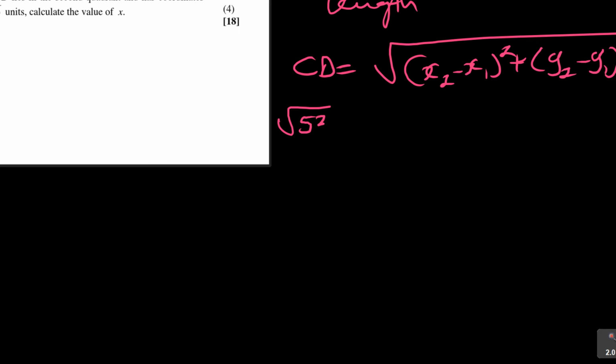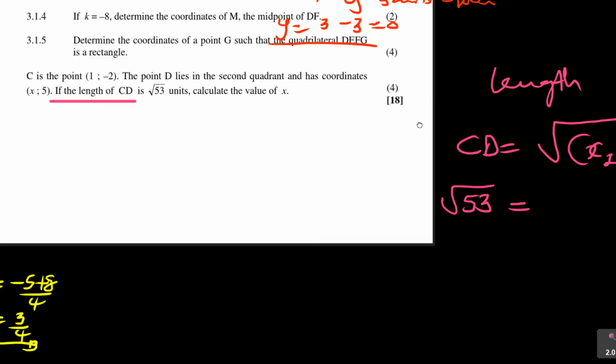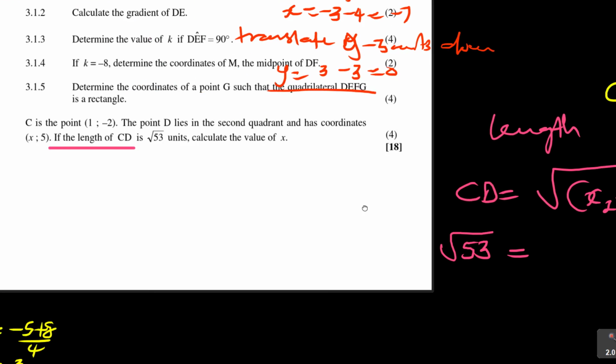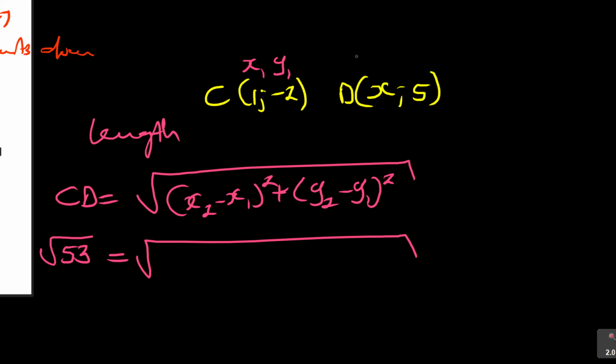See here. So the square root of 53 is equal to, then you see how this thing comes. I've got C and I've got D in terms of x. So they want me to find x. So what is C? C is 1, minus 2. So I can put these points and say C is 1, negative 2, and D is what? Look at D. D is x, 5. You see now? Then you can just substitute here to say is equal to the square root. There is an equation. So that's where you have got your x1, y1, x2, y2. So it will be x.